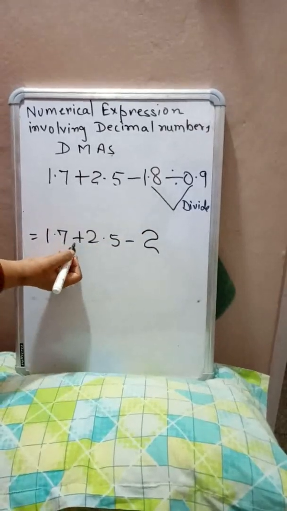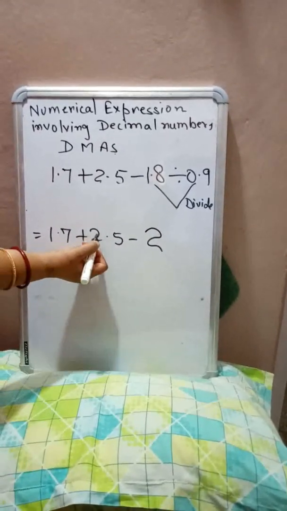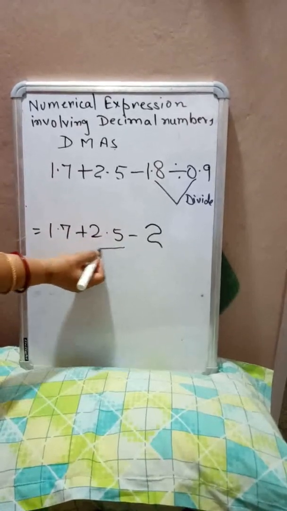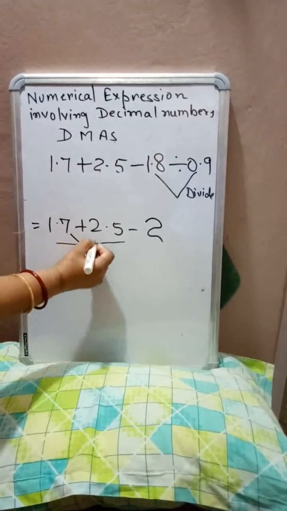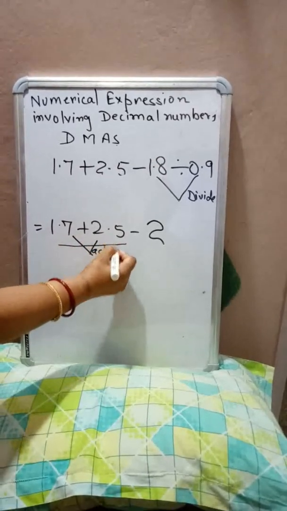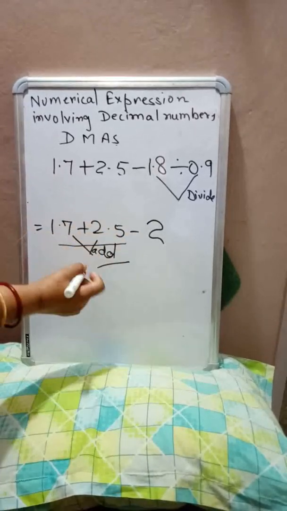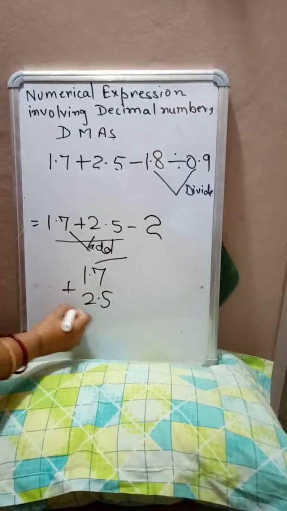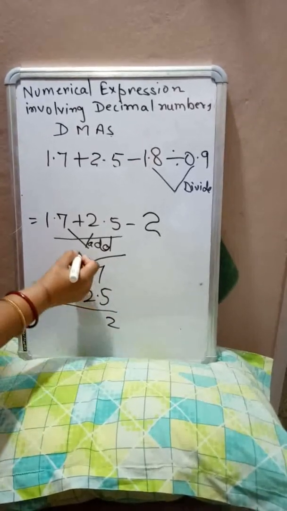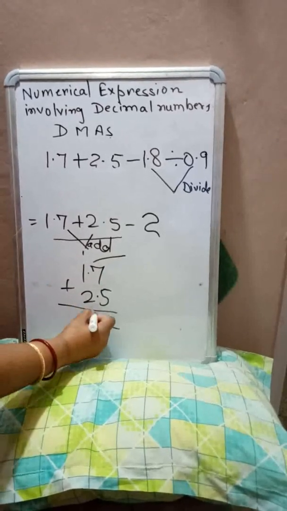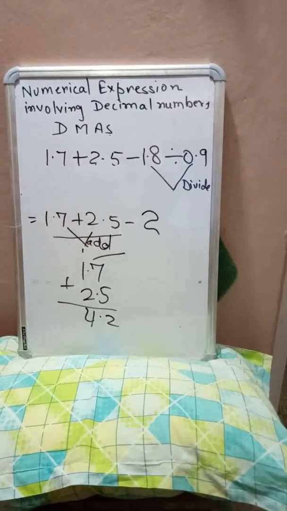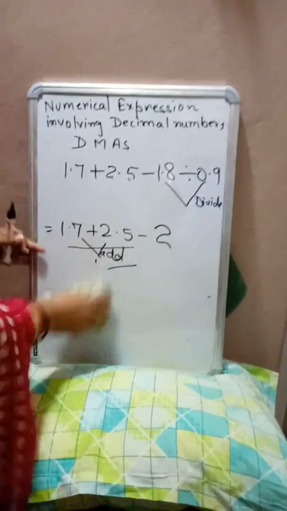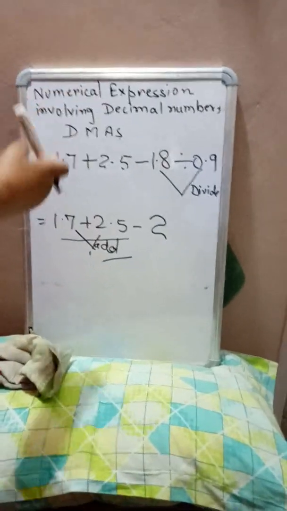Now the next mathematical operation is plus. So 1.7 plus 2.5. This plus sign is in between 1.7 and 2.5, so we will solve it. Second step, we will do addition. We will add 1.7 and 2.5. We do the addition: 7 plus 5, 12, 2, 1 carry over. 1 plus 1, 2, plus 2, 4. It is 4.2, right? So after addition, I will write 4.2.